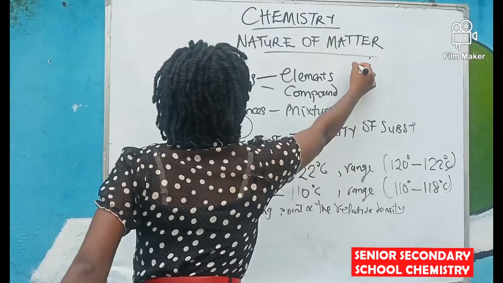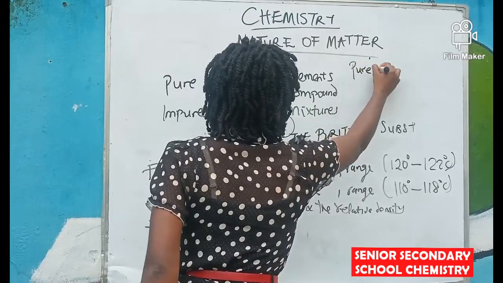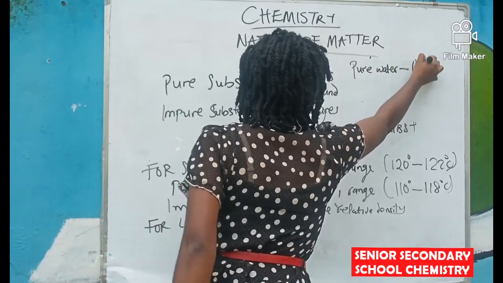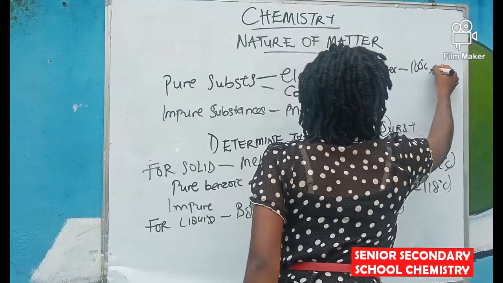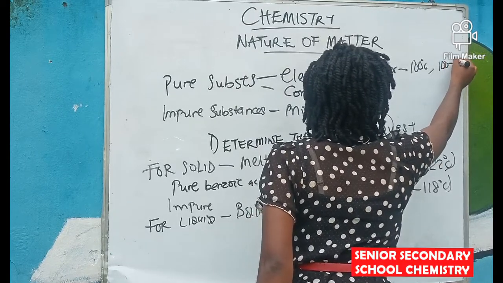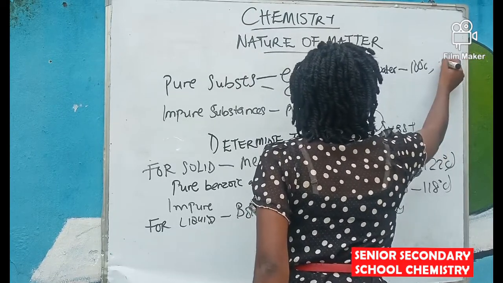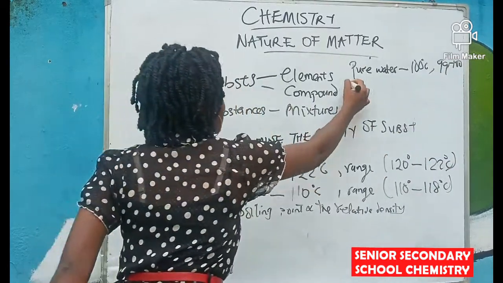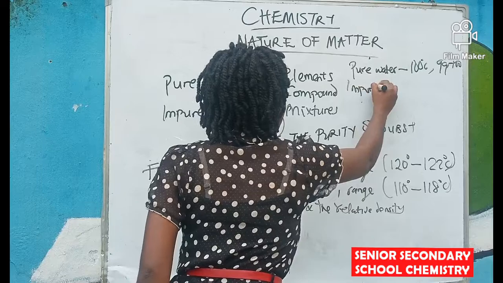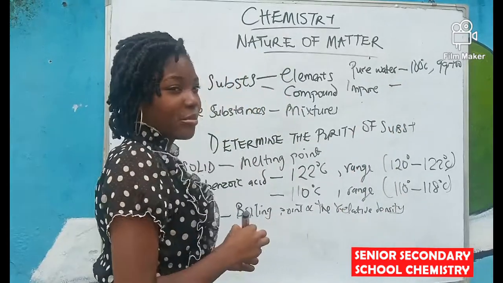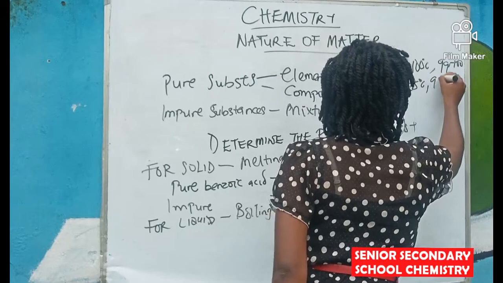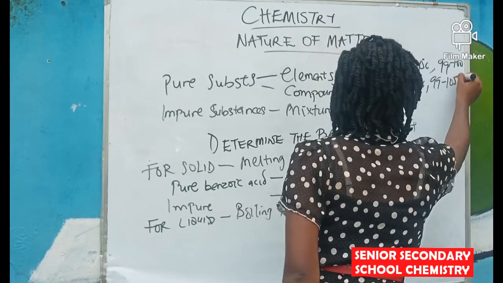So pure water boils at 100 degrees and has a range of 99 to 100, while impure water has a boiling point of 105 degrees and a range of 99 to 105 degrees C.